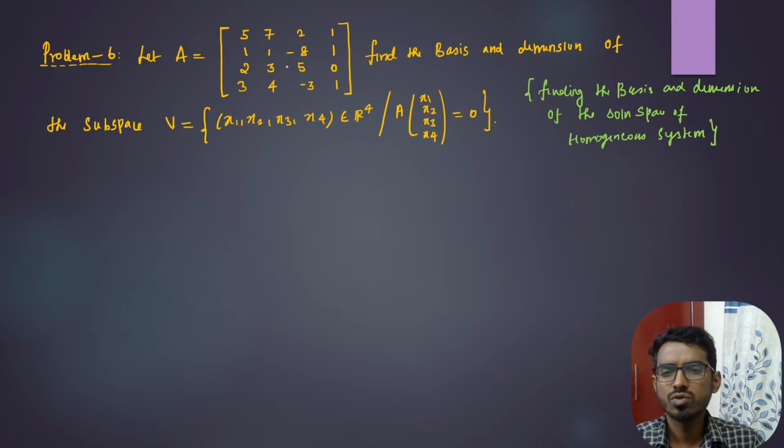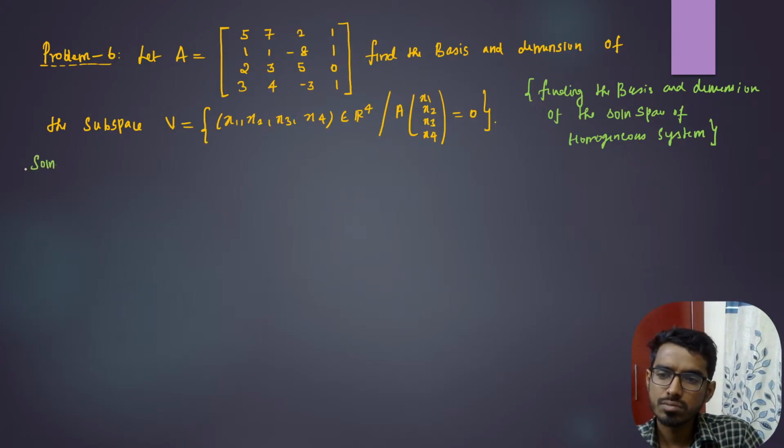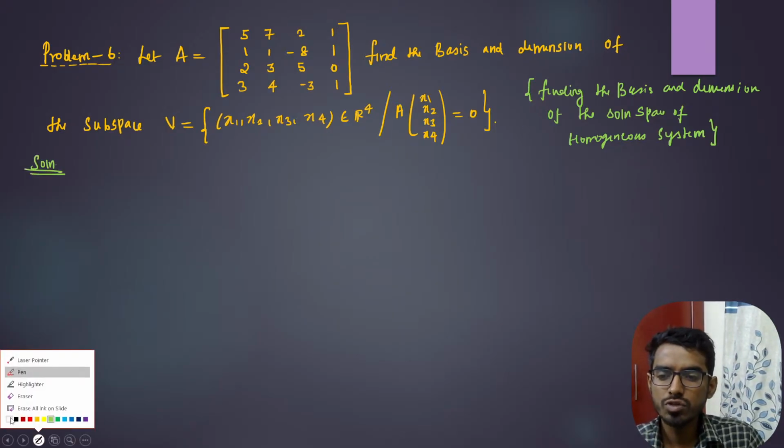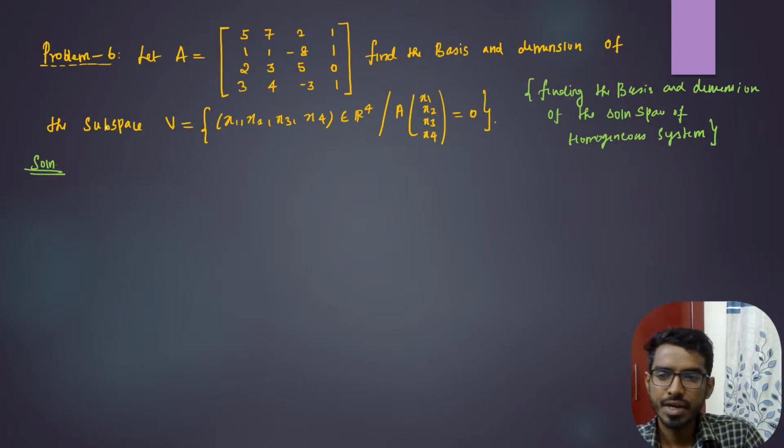That is what it means, right? So they have given A matrix, which is the coefficient matrix. They are asking you to find all those vectors such that Ax equal to 0. This is nothing but a homogeneous system. Okay, the solution. So we will find the solution of the homogeneous system first, and then I will talk about basis and dimension, right? Okay. So they have given a homogeneous system Ax equal to 0.